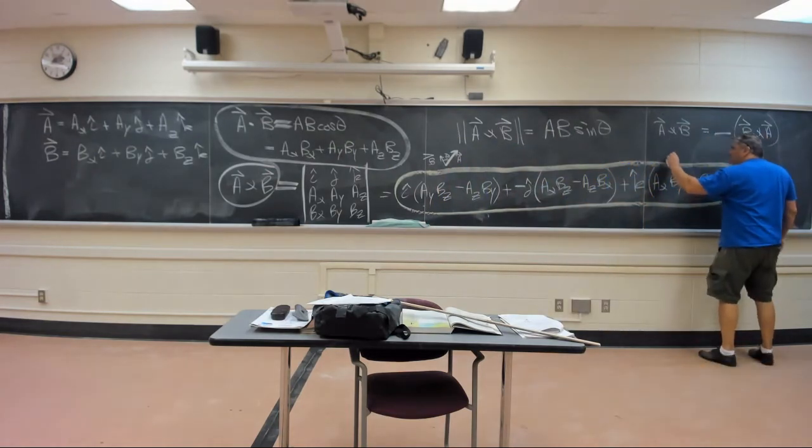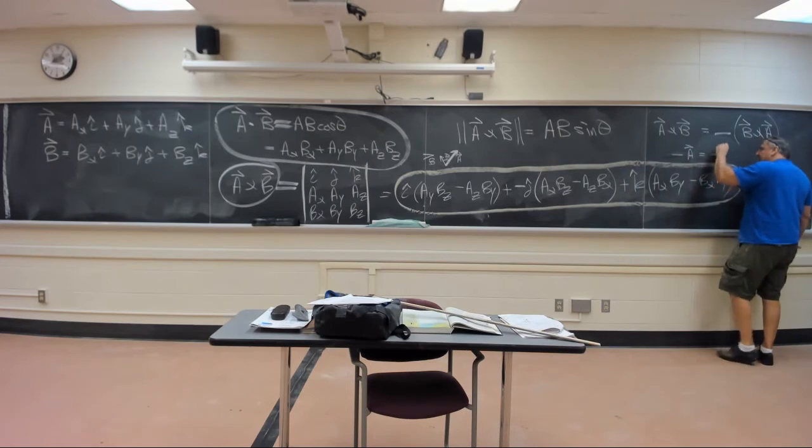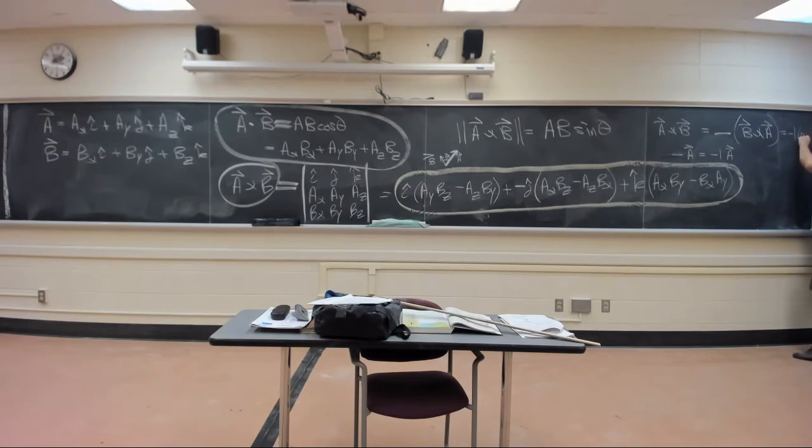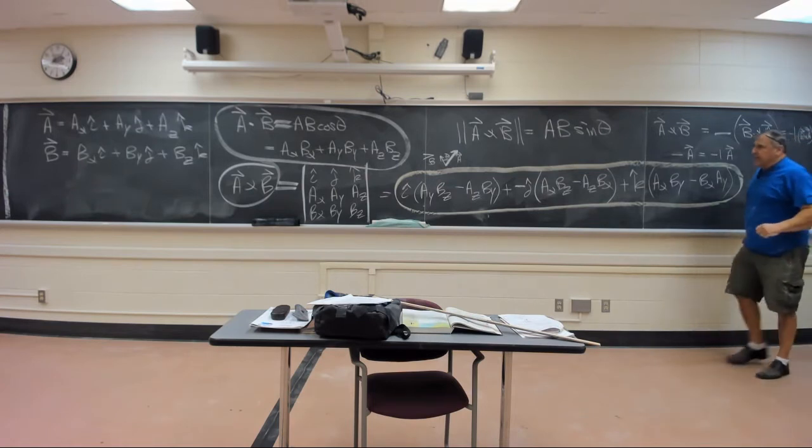In general, negative A vector is negative 1 times A vector. It's like this, A cross B is negative 1 times B vector cross A vector. I hope the screen allows us to have this. Et cetera, you guys.